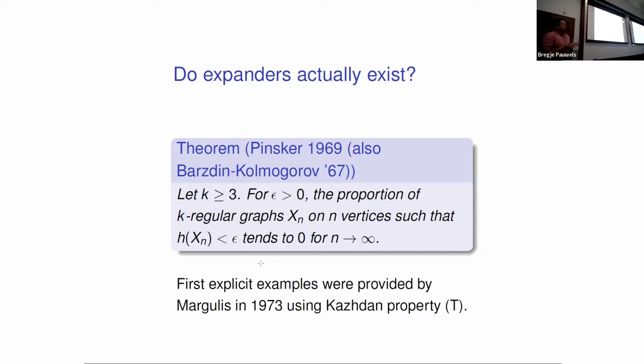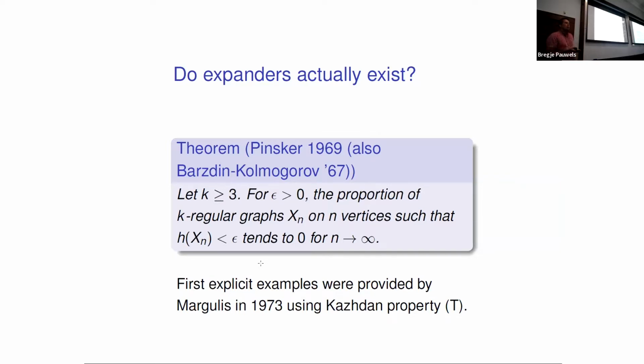And so there's actually a huge discrepancy between 2 regular graphs and k regular graphs for k at least 3. Namely, for 2 regular graphs, there are none. And for k at least 3, the proportion of k regular graphs on n vertices such that this h(X_n) is less than a given epsilon tends to 0. So more informally, this says that random graphs are expanders. So a random graph, it will be an expander.